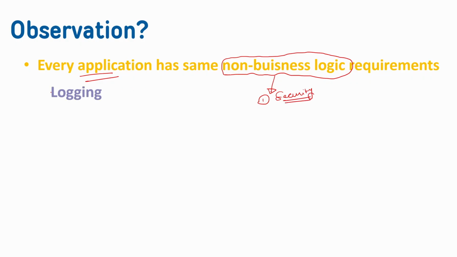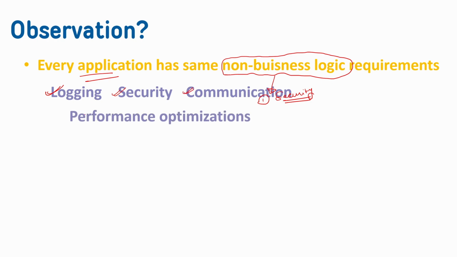Every application has the same non-business logic requirements, like logging, in order to log some warnings or information. Second is security, every application must be secure. Third is communication, every application needs to communicate with each other. And fourth is performance optimization, in order to optimize the performance of the application.